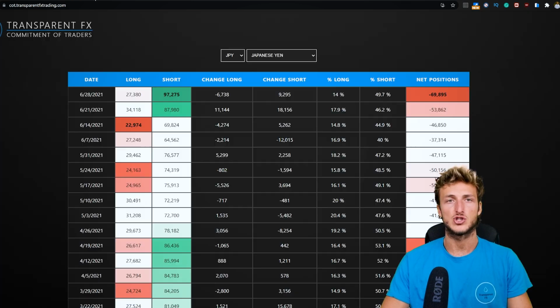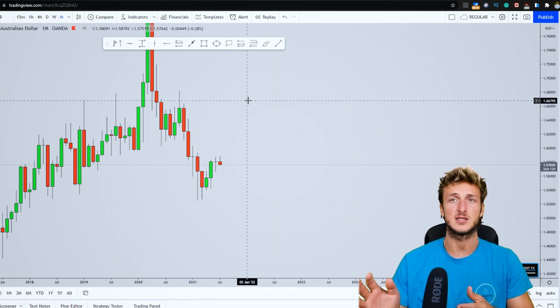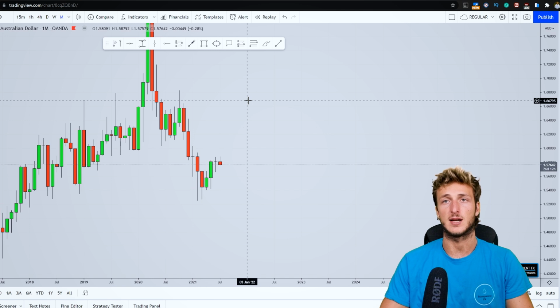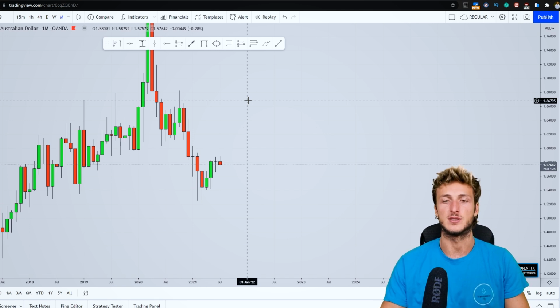And I will be also checking what we have from a commitment of traders perspective. So COT data, which is what the non-commercials in the market are doing. And by the end of the video, by using the combination of these two different types of analysis, we will try to understand where we have the highest probabilities for a potential setup on the pair. And as usual, I will be keeping this as educational as possible.